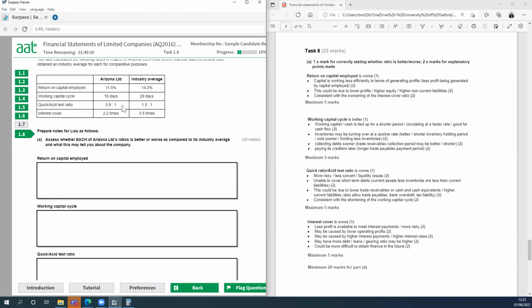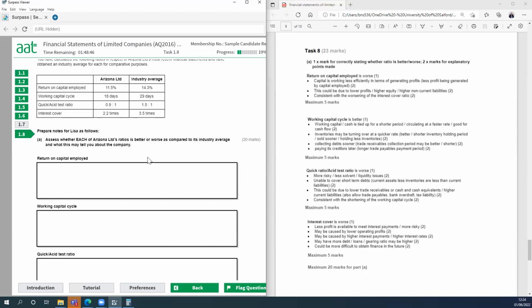Okay, as it said before, it could be lower trade receivables or cash and cash equivalents. It's not necessarily a good thing to have a high acid test ratio, because if it's too much stock or your debtors is too high, that might be it. It might be because you've got less receivables than the industry average. Or again, just think about what your current assets are, which is what I say there. So consistent with shorter working capital cycle, so 0.9 to 1 versus 1.5 to 1. So again, maybe it's the receivables and that top part of your current assets.